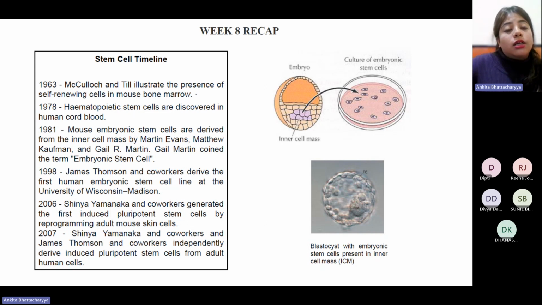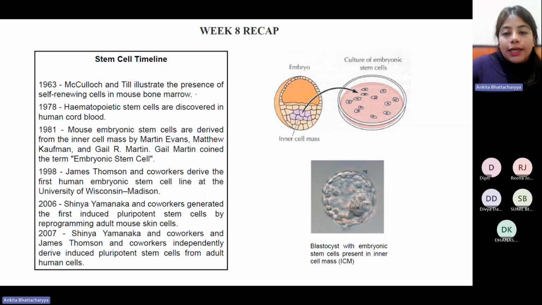Then in 1981, mouse embryonic stem cells were derived from the inner cell mass by Martin Evans, Matthew Kaufman, and Gail Martin. Martin coined the term embryonic stem cell, ESC. Now, what is an embryonic stem cell?